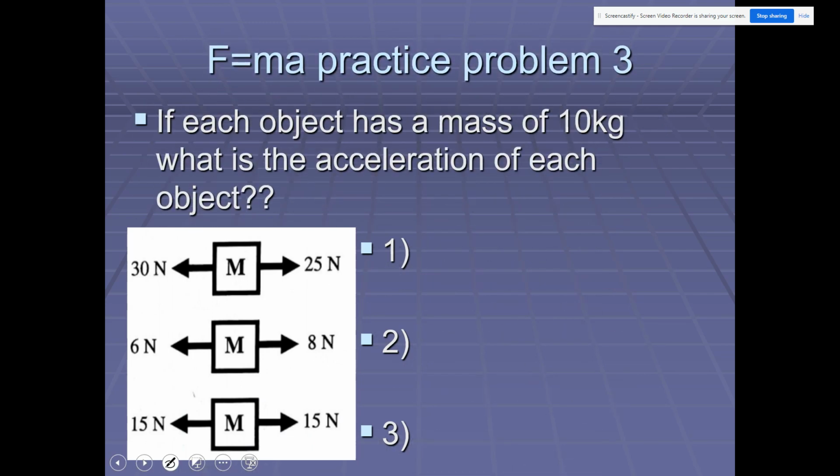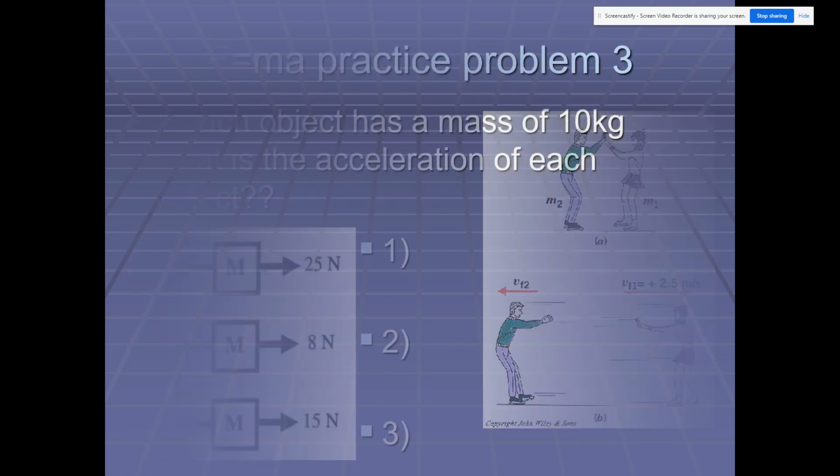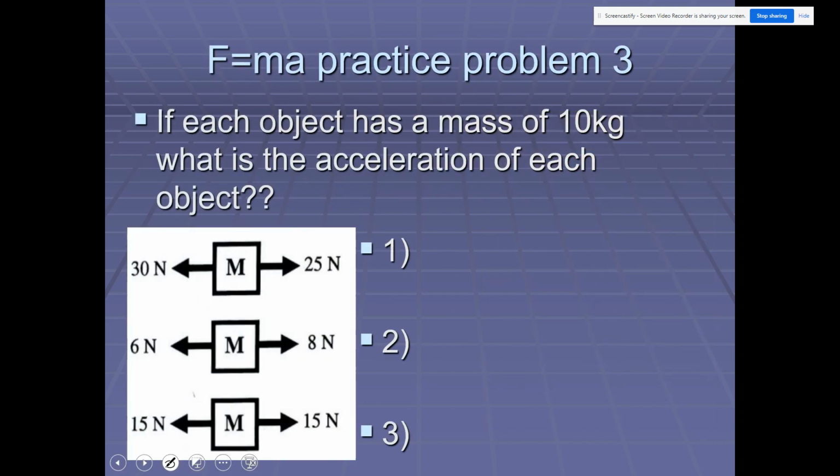If each object has a mass of 10 kilograms, what is the acceleration of each object? Let me go back, sorry. In this case, we figured out the force, I'm going to put the force right here, is 5 newtons. And here we figured out the force was 2 newtons. And here we figured out there was no force. So the acceleration for number 3 is equal to 0.